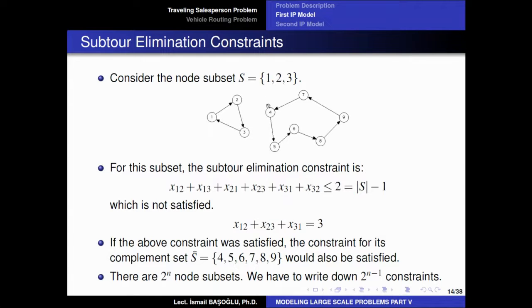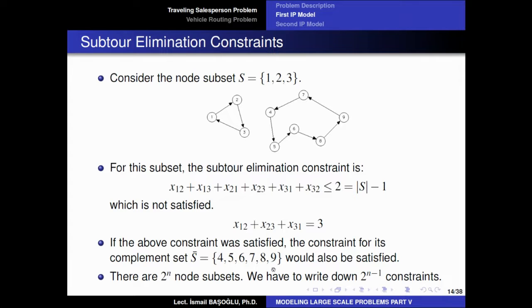So if you write the subtour elimination constraint for 1, 2, 3, let's check it here. We say that within this subset, for all possible edges, we should only activate at most 2 of them. So the cardinality of the subset is 3, and 3 minus 1 is 2. This means among all potential edges that we can create between 1, 2, and 3, only 2 of them at most can be active. So we say that x12 plus x13 plus x21 plus x23 plus x31 plus x32 should be less than or equal to 2.